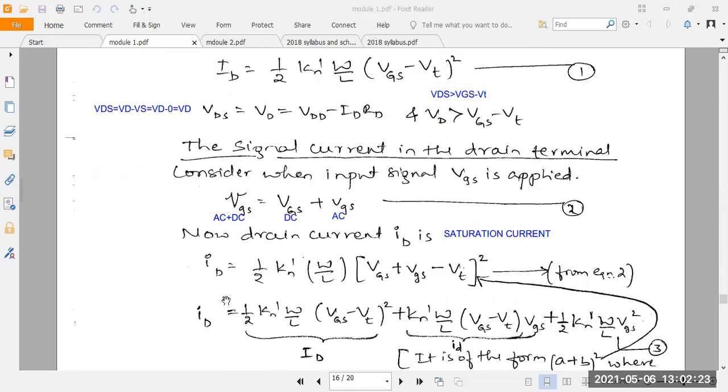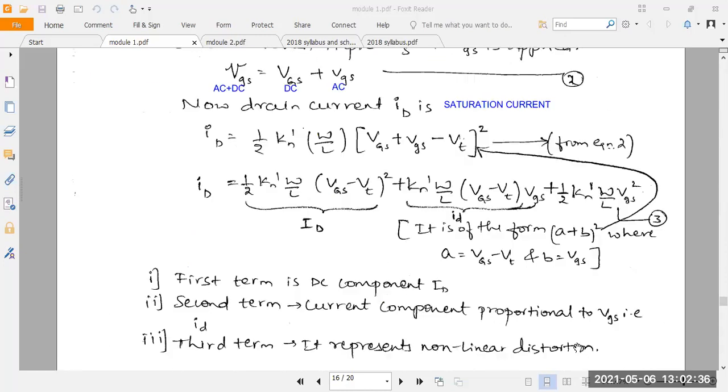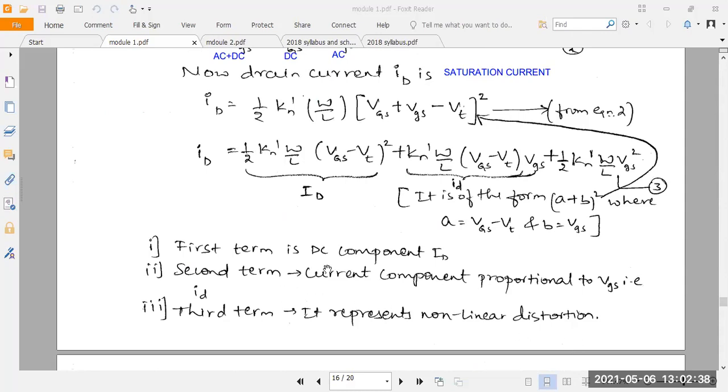Next you take the total input voltage from the DC and AC. Wherever VGS is there, substitute the AC and DC input voltage. Then simplify in the form of (A plus B) whole square. The first term gives a DC component, the second term gives an AC component, and the third term gives a non-linear distortion. This is the drawback of non-linear distortion in the amplifier.